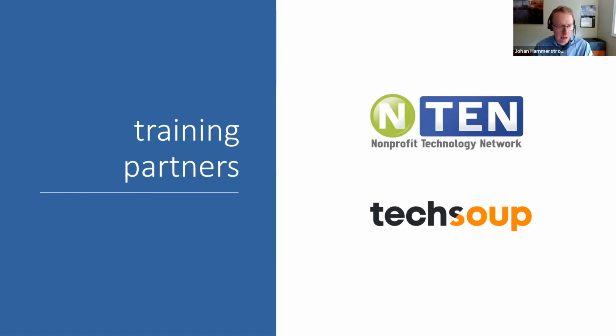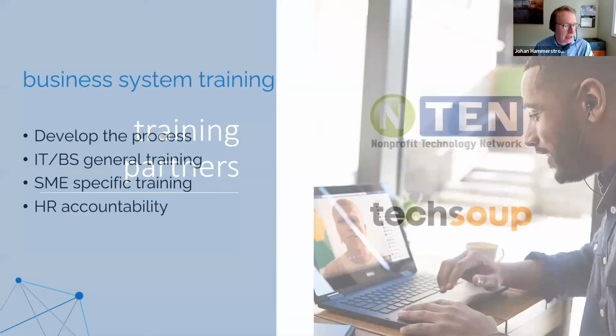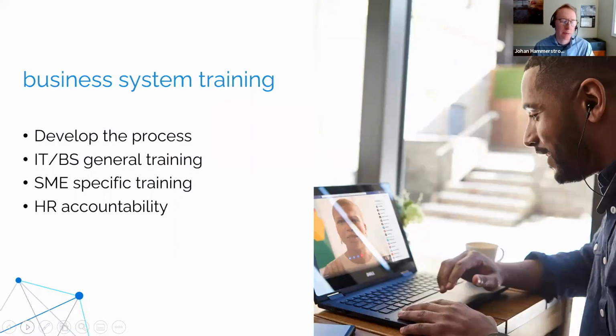So let's switch gears here a little bit and talk about the approach to business system training. This one goes back to that point that you made about needing to focus on process and program and being deliberate about training. So what are the steps that you would recommend organizations go through to do that for business systems?